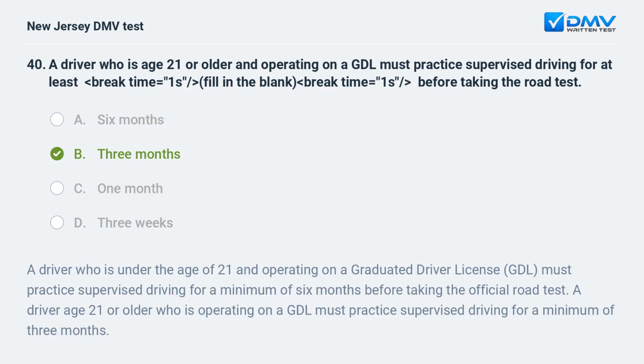B. 3 months. A driver who is under the age of 21 and operating on a graduated driver license (GDL) must practice supervised driving for a minimum of 6 months before taking the official road test. A driver age 21 or older who is operating on a GDL must practice supervised driving for a minimum of 3 months.